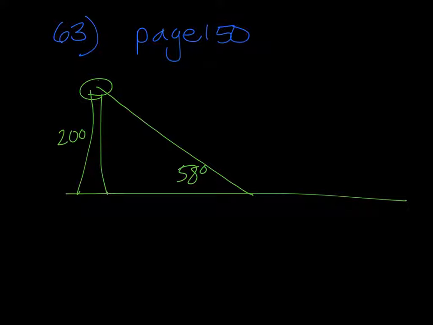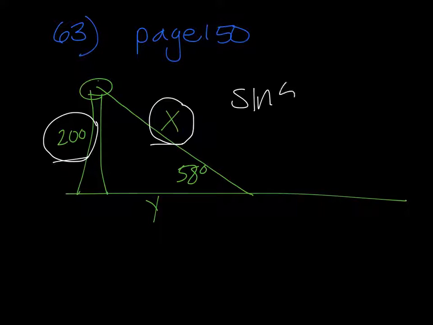Okay, how long is the wire? So we're trying to figure out x there, right? And then the other one, we want to figure out that one. So they gave us two problems basically here. So again, one of the biggest questions you guys ask is, what are we using? Well, we know this side and we're trying to find the hypotenuse. So we know the opposite and we're trying to find the hypotenuse. That is sine. So sine of the angle equals the opposite over the hypotenuse.